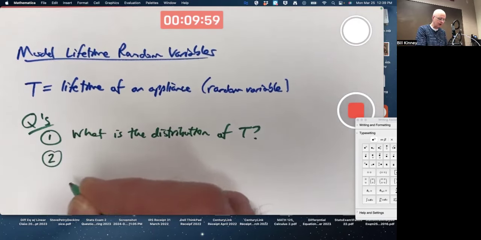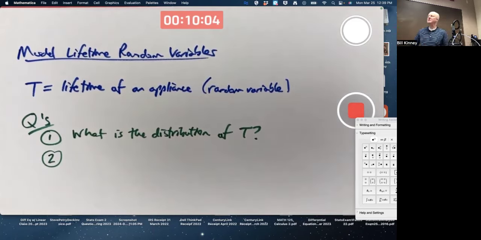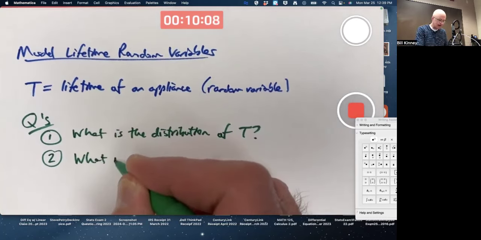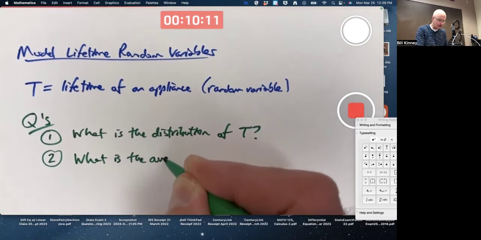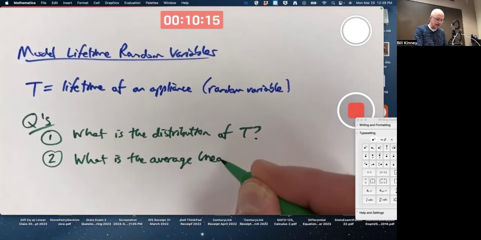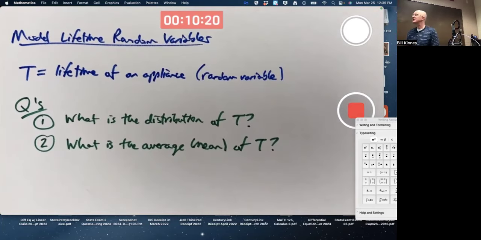A couple other related questions are, what's the average value of T? What is the average, more specifically, the mean of T? How long should a refrigerator last on average? That would be important knowledge for the company to know, especially if they're going to insure the refrigerator, say with a lifetime warranty.